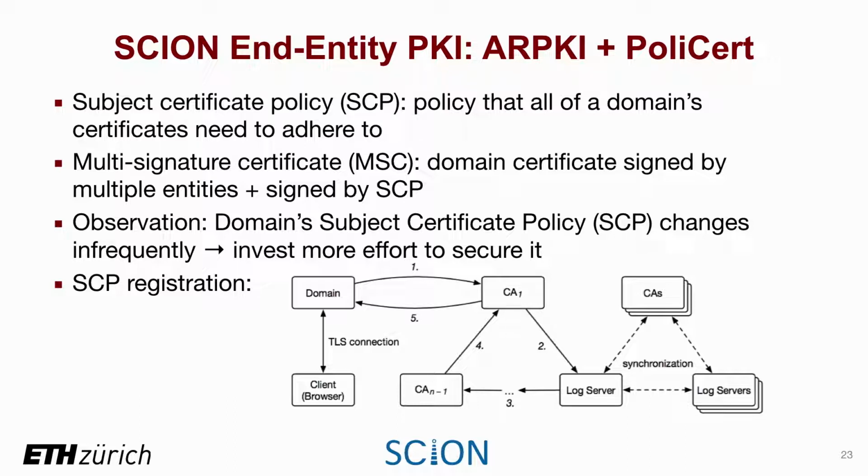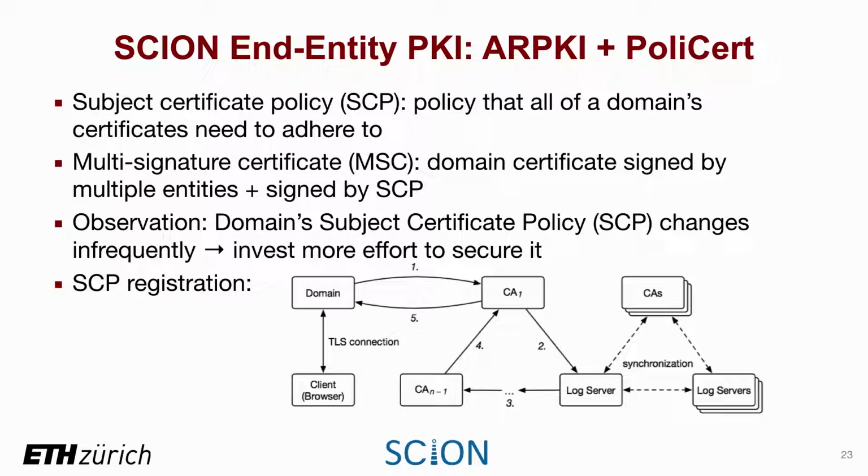Essentially, SCION's end-entity PKI is based on this attack-resilient PKI and PoliCert. And in this environment, we have two different certificate policies. We have a subject certificate policy, or SCP, which is per domain, which essentially lists a domain's certificate policy. Then we have multi-signature certificates, or MSCs, which are similar to current TLS certificates, which are typically signed by multiple entities, but also signed by a key that is defined in the subject certificate policy, or SCP.